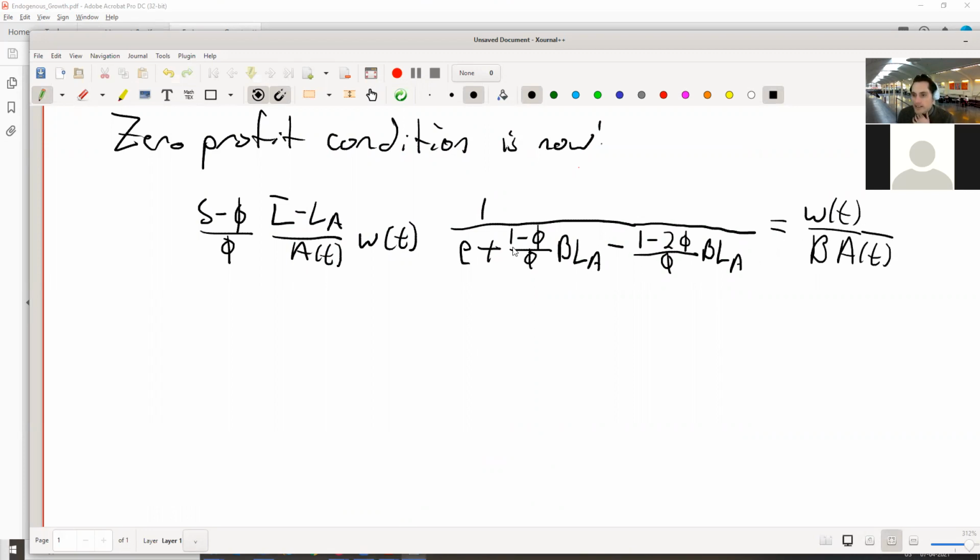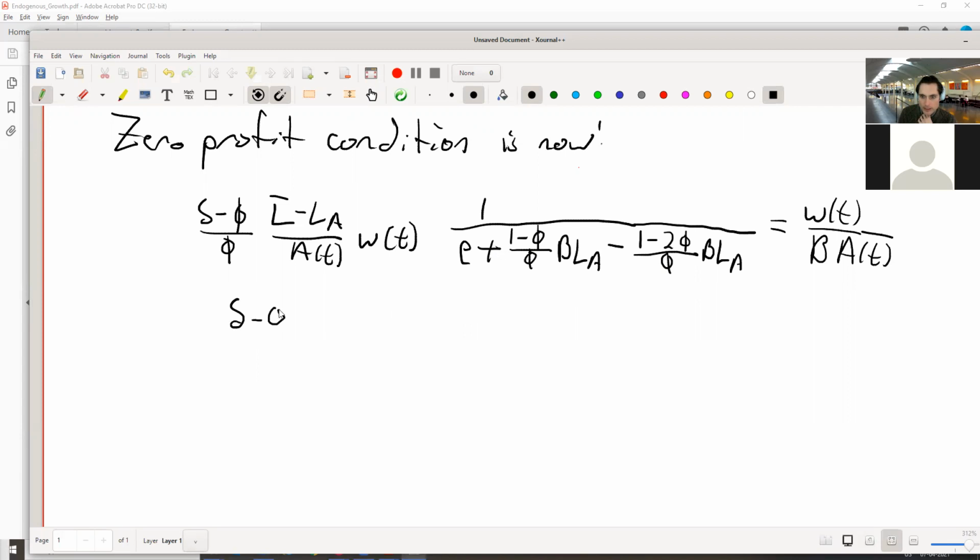Okay, so let's simplify this. We've got phi in the denominator, so that stays the same. We've got 1 minus phi minus 1 plus 2 phi. So if I'm not wrong, that's just going to be rho plus BLA. 1 minus 1 minus phi plus 2 phi, so it's just phi. Phi divided by phi is 1, okay? So we'll rewrite that now.